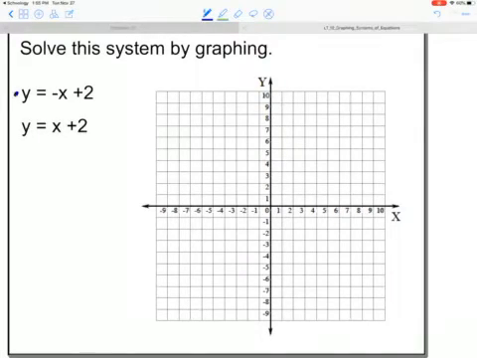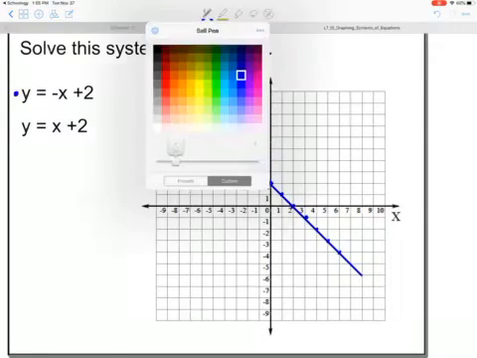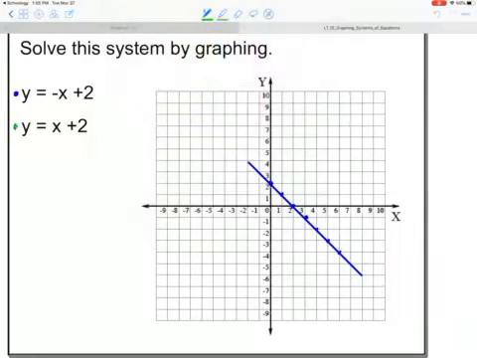Okay, let's graph both of these. My y-intercept is at 2. My slope is a -1, so I go down 1 to the right one. I get this line. My second line is +2. I've got a slope of 1. And I have my two lines.